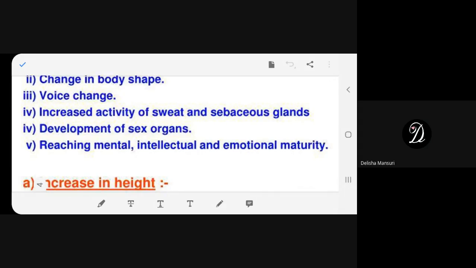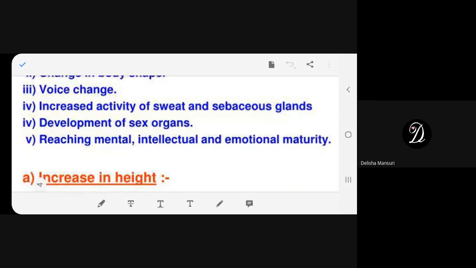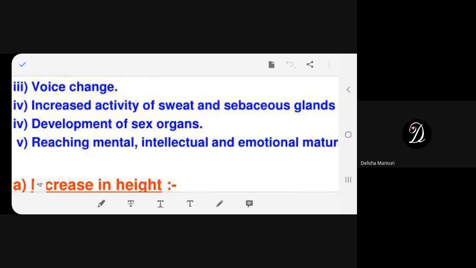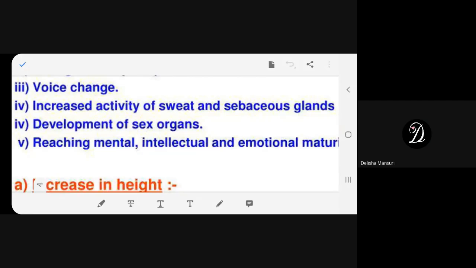Okay. Then next, increased activity of sweat and sebaceous glands. It is not sweet, it's sweat. Say it again: sweat. What is sweat? Perspiration. Whenever you work a lot, whenever you're standing under the sun, you sweat out. So the sweat gland is under the skin, and the sebaceous gland. Now, what is called sebaceous gland? Can anyone tell me? I've taught you all these things.